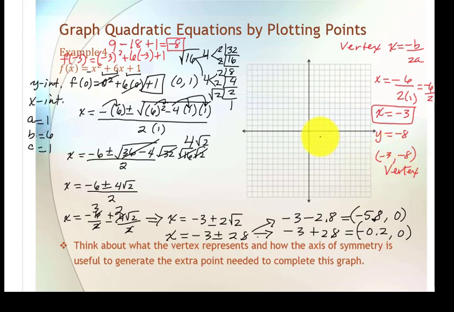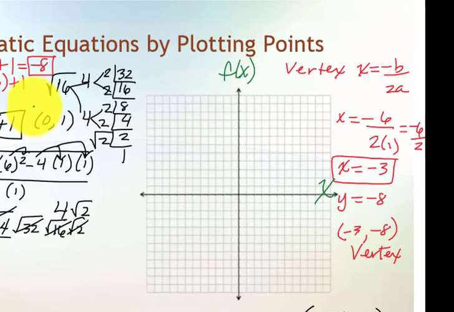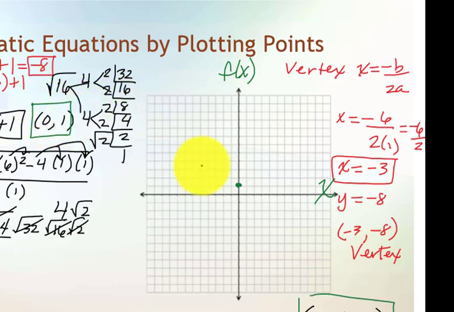And we can plot our ordered pairs now. So first I want to label the axes. We've got x and f of x. And since we don't have any fractions to worry about this time, I'm just going to count by ones for our scale. Our first ordered pair was the y-intercept of 0, 1.